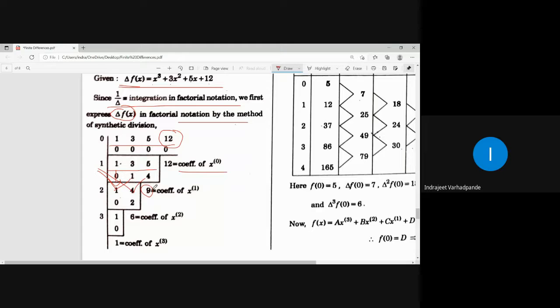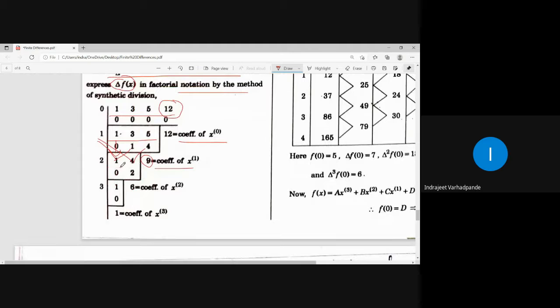9 is the remainder, the last term, which is cut off from the given coefficients and is treated as the coefficient of x to the power 1 factorial. 1 and 4 are left, the next factor is 2: 1 as it is, 2 ones are 2, 4 plus 2 is 6. This is the coefficient of x to the power 2 factorial. The last factor is 3, but it is not to be considered because 1 will remain as it is. There is no point in performing the division.